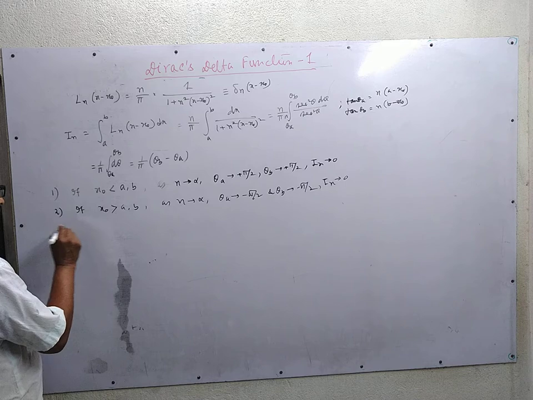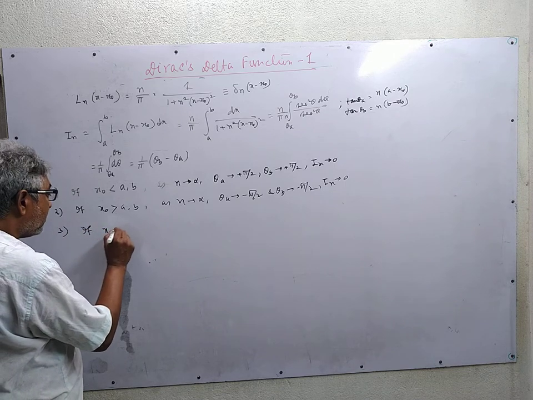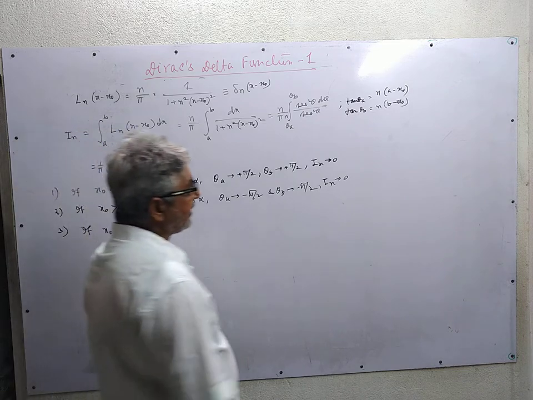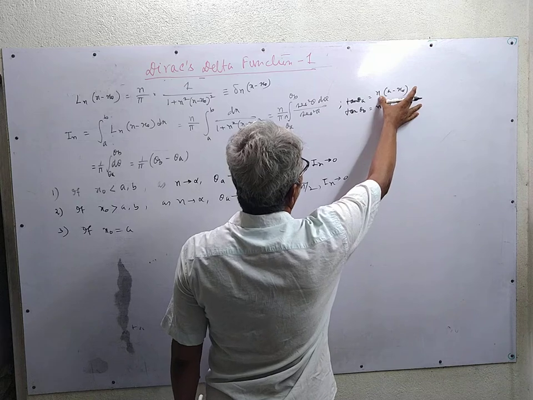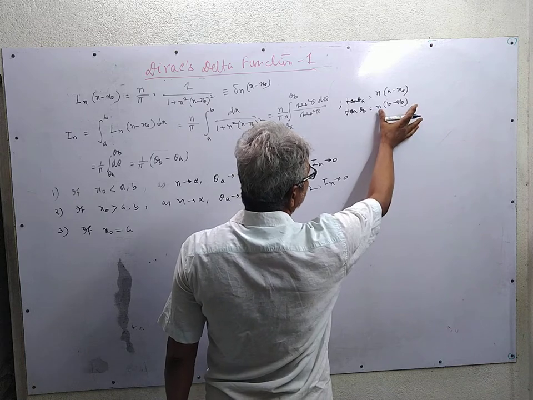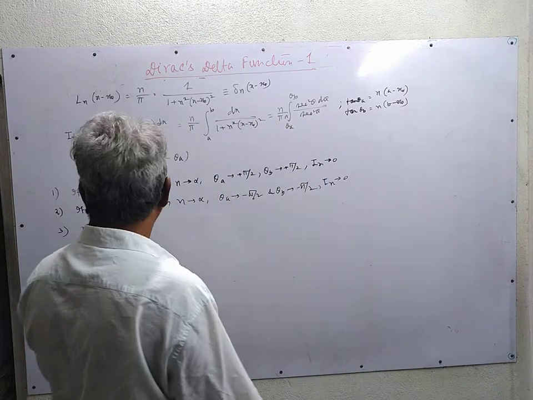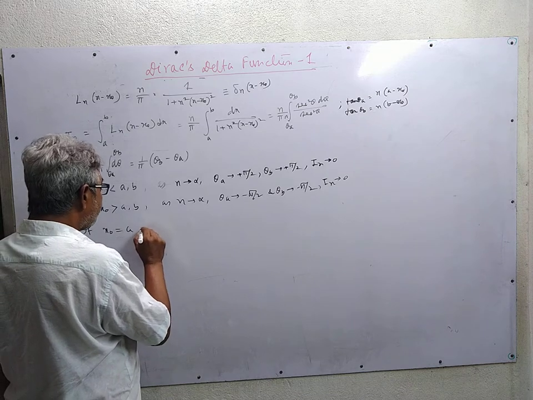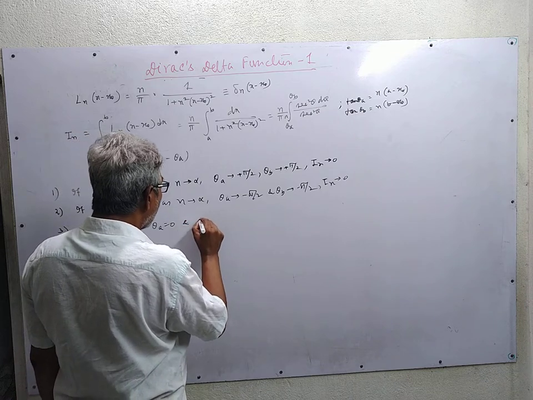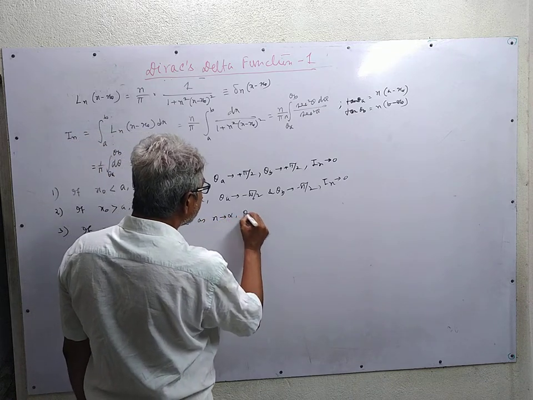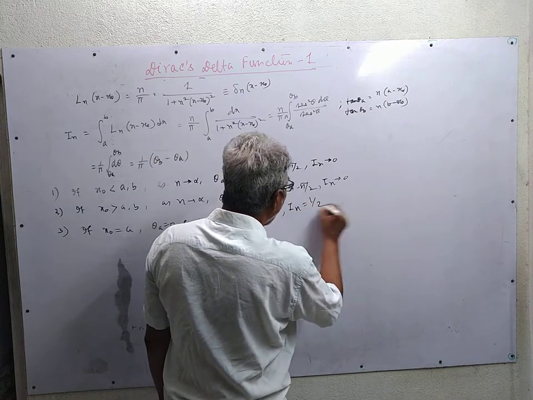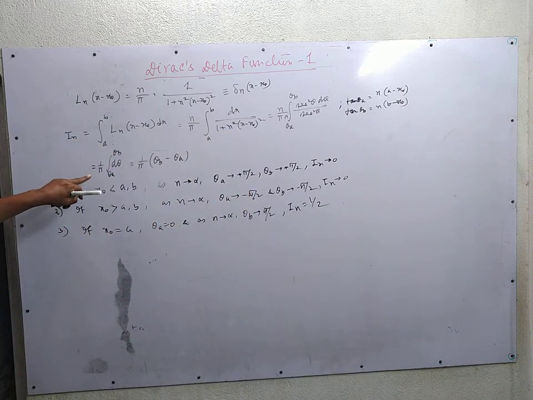Third, if x0 is equal to a, then theta a is 0 and b is greater than a, so this part tends to plus pi by 2. Theta a is equal to 0, and as n tends to infinity, theta b tends to pi by 2, so I n tends to half, because it is pi by 2 and there is a pi.